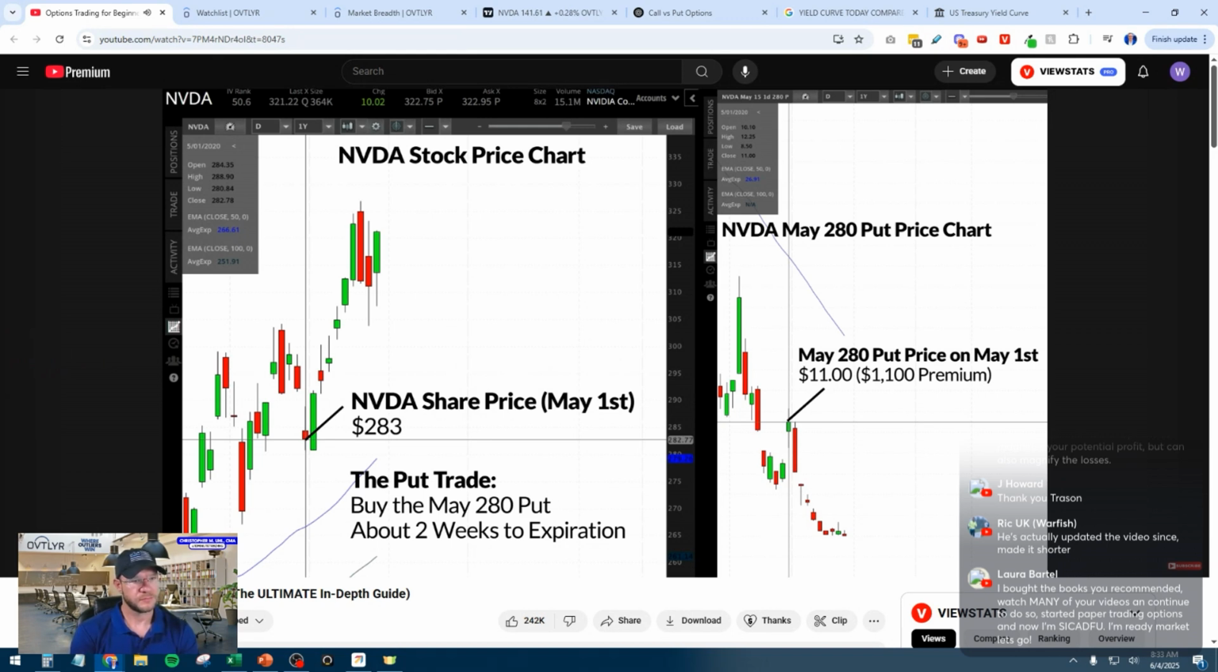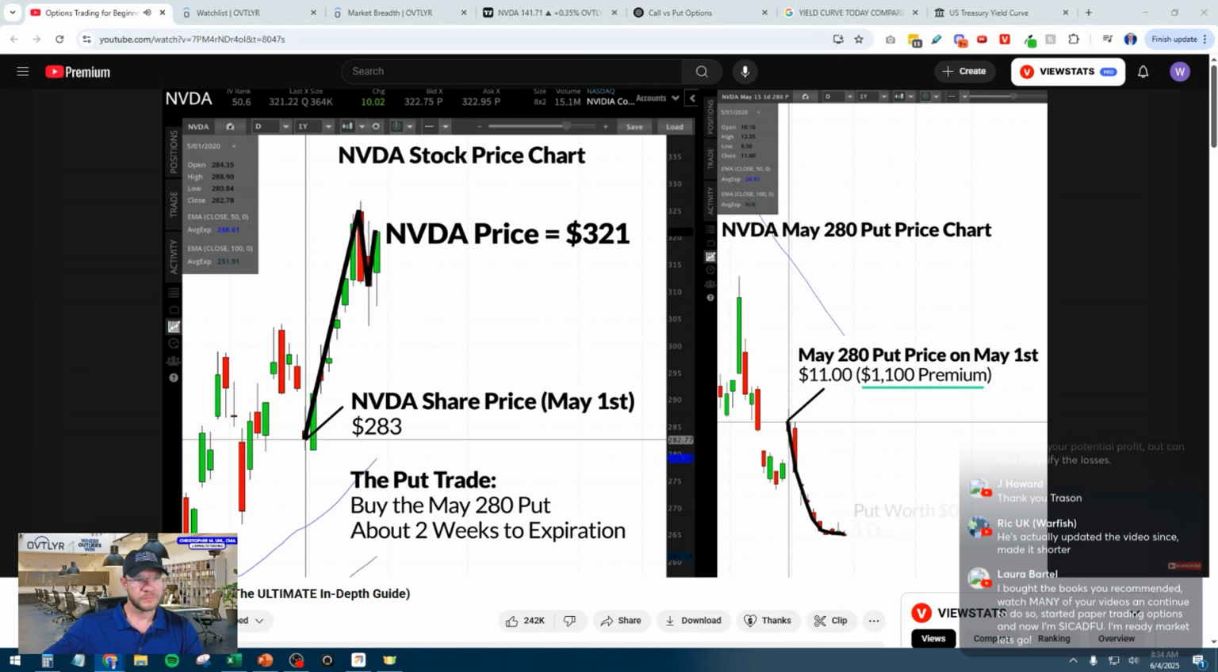So let's say a trader buys this 280 put option, paying $1,100 in premium for the put option that expires in 2 weeks in the May expiration and has a strike price of 280. Unfortunately, that trader would have lost everything that they put into that trade, because immediately after that sell-off, after May 1st, the stock price did end up surging higher, and therefore the put option's price collapsed. And in the most recent date on this chart, we can see that NVIDIA's stock price was at around $321, over $40 higher than the put option strike price of $280.